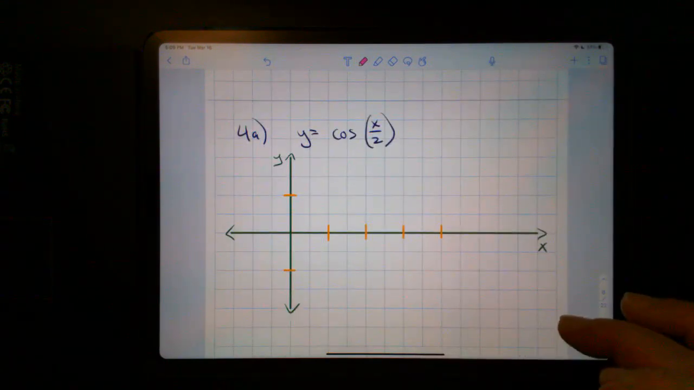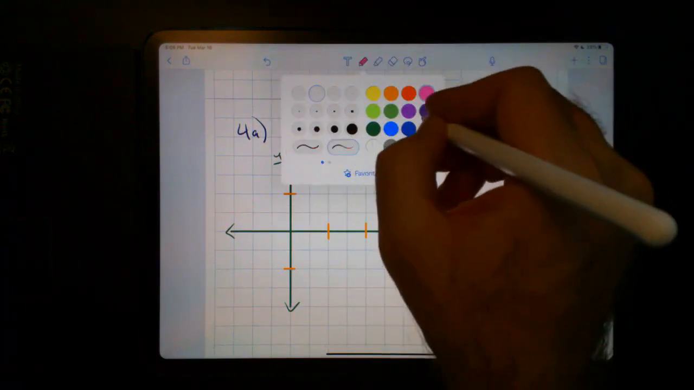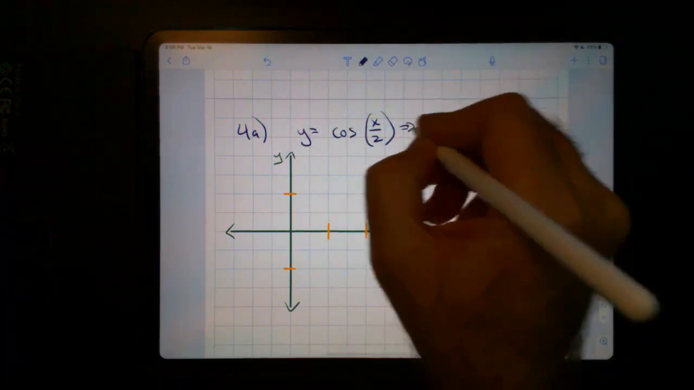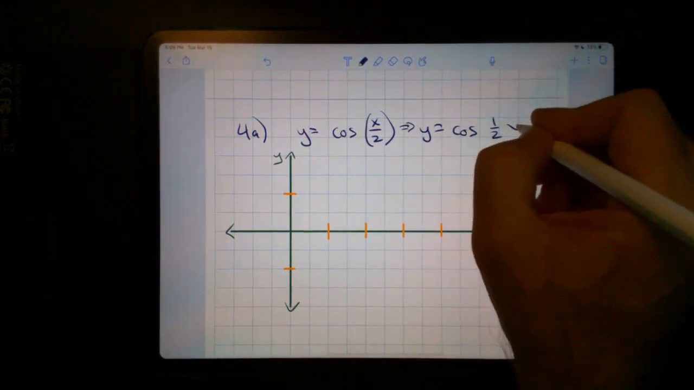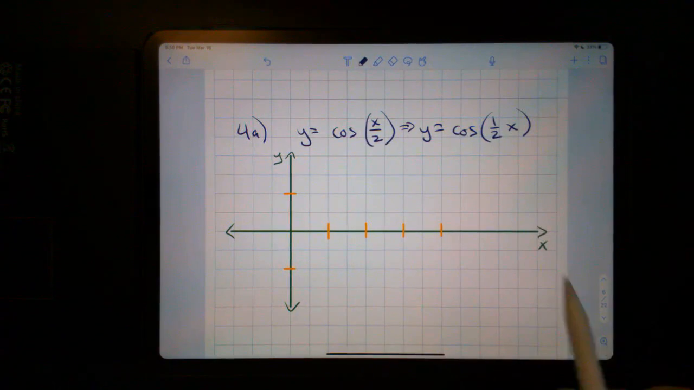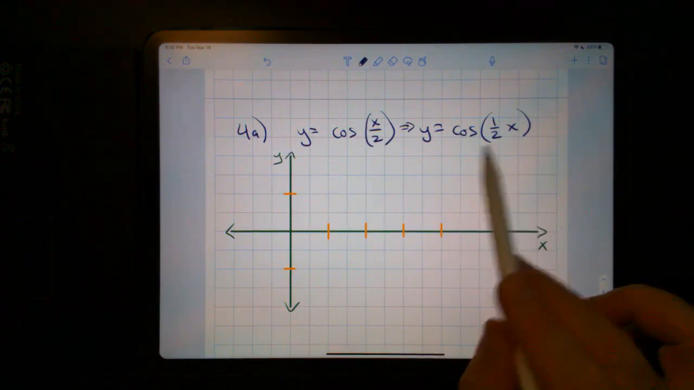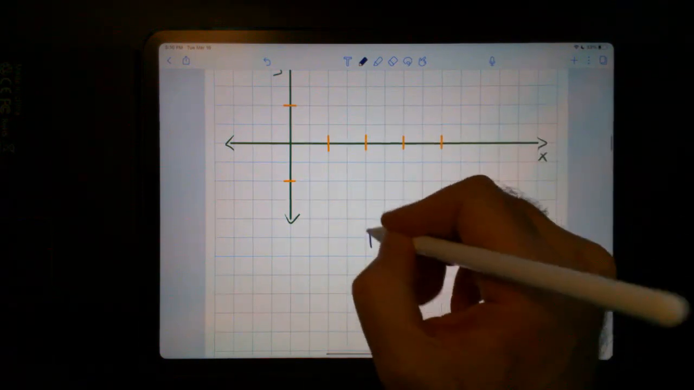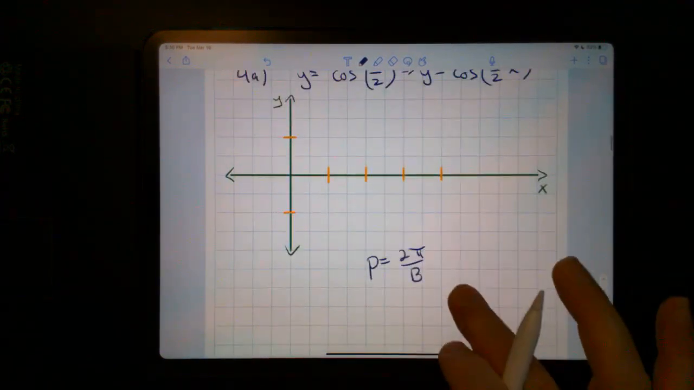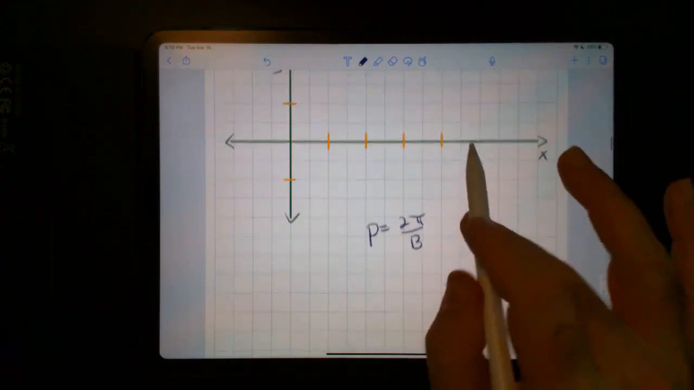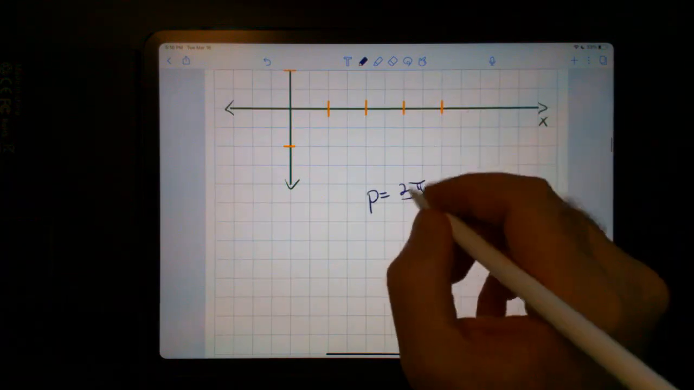Now we have y equals cosine of x over 2. So this implies we have y equals cosine of 1/2 x, if that makes the b stand out better. So the period is going to be 2 pi over b, but here b is 1/2. So we have 2 pi divided by 1/2.